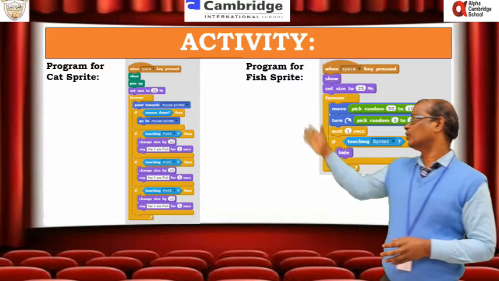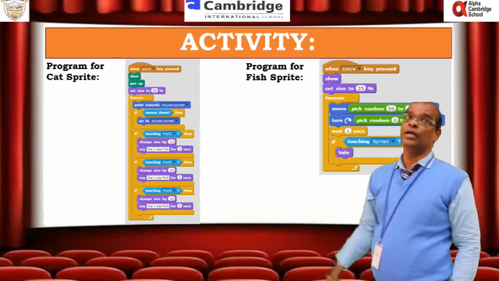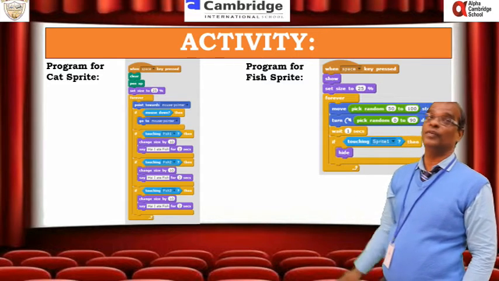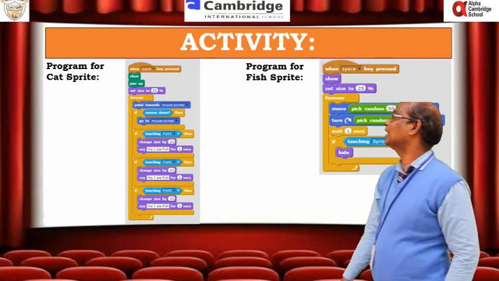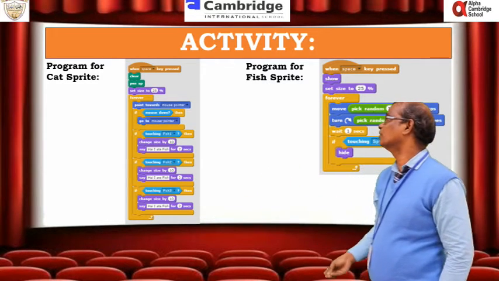So what about this coding? This is for the cat sprite. Program coding for the cat sprite. As usual, when space key pressed. Under this, clear from the pen. Whatever was drawn before, either lines or something, everything will be erased.